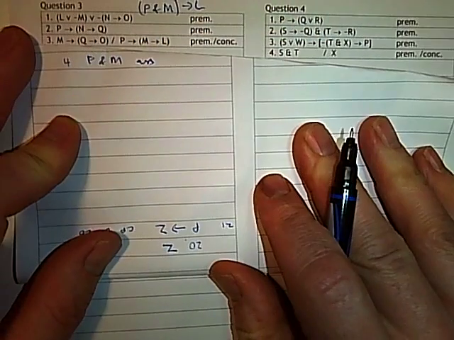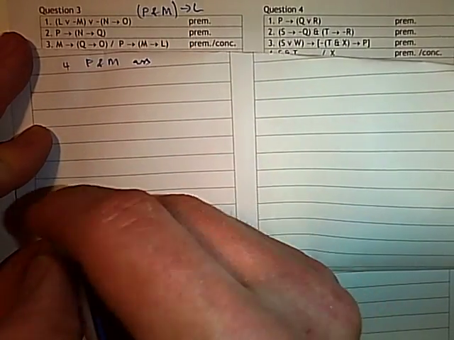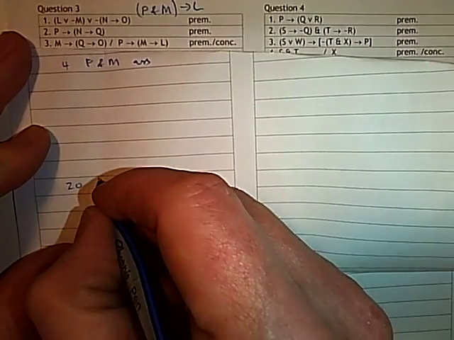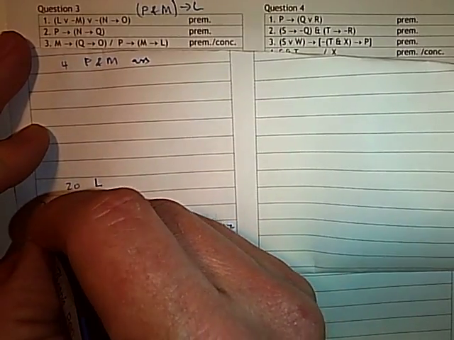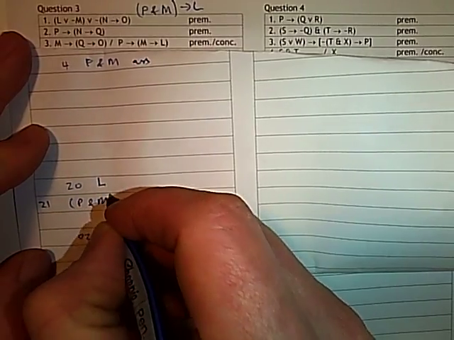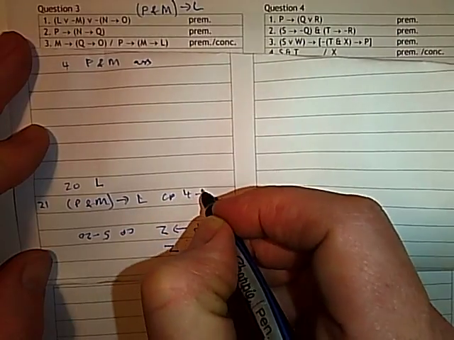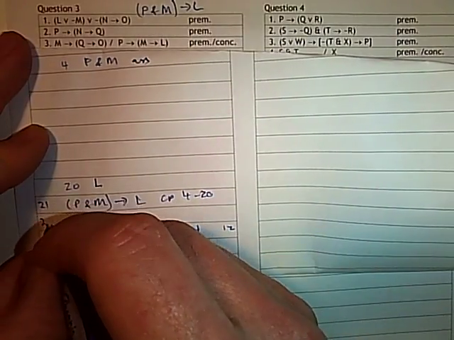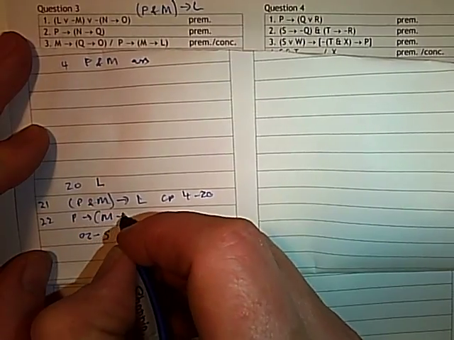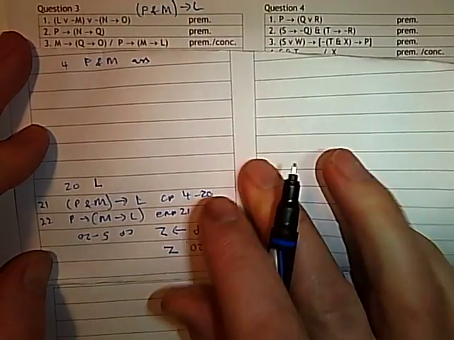Now the advantage of that is you don't have to double indent. So you just have to finally go down to, say, about line 20 and get L. Then you go back to the real world, P and M, then L by conditional proof 4 through 20, and then you do exportation, P then M then L by exportation 21, and you got the conclusion.